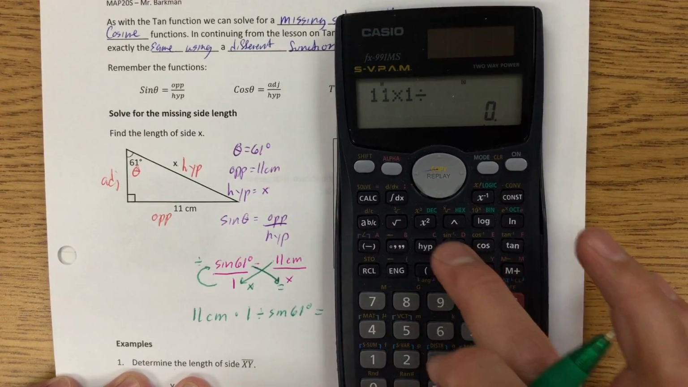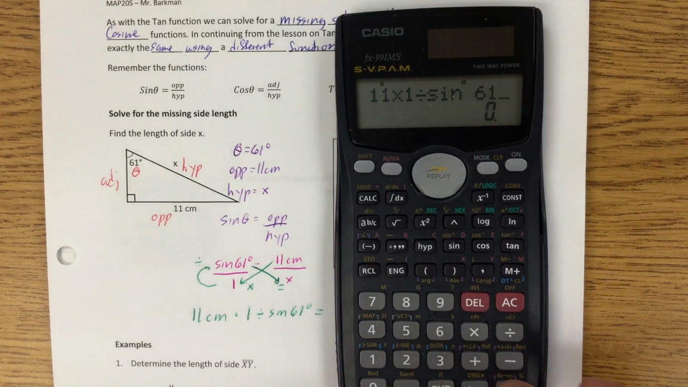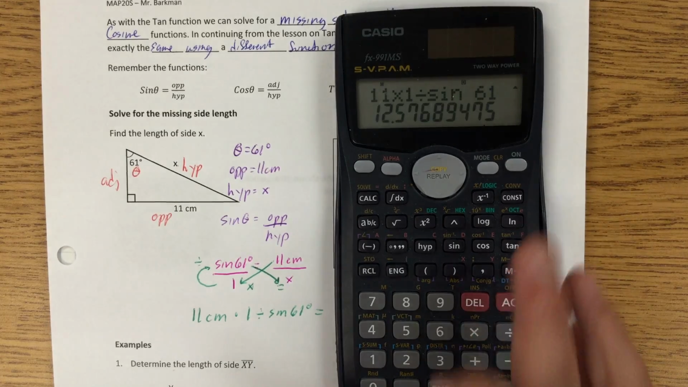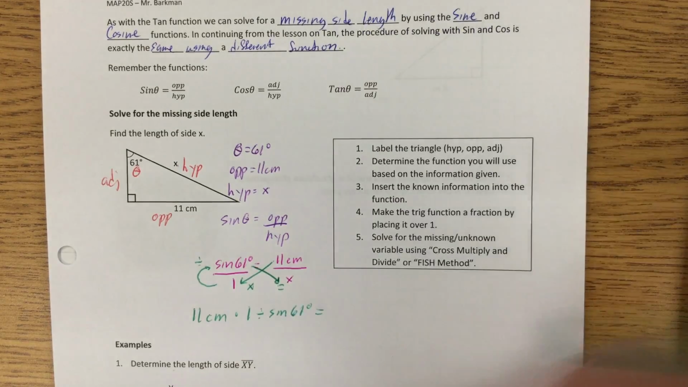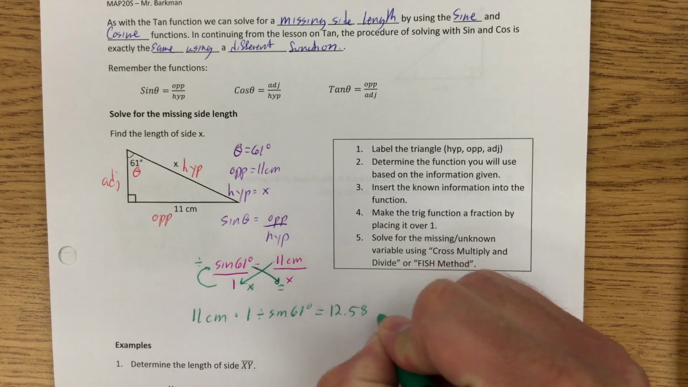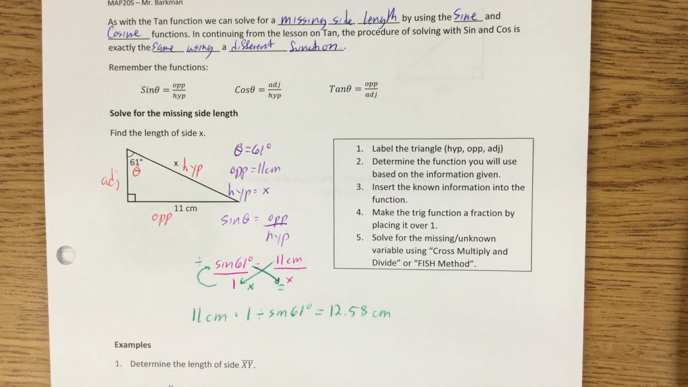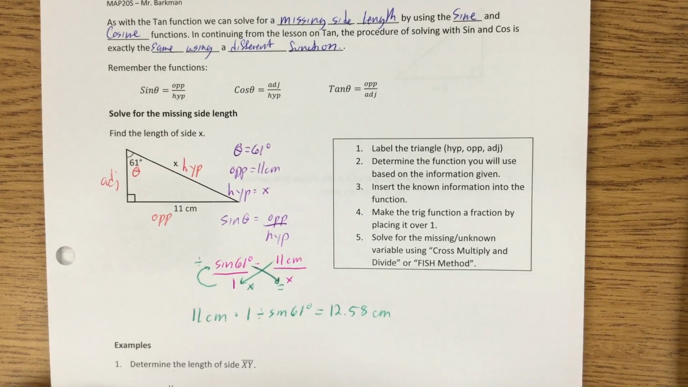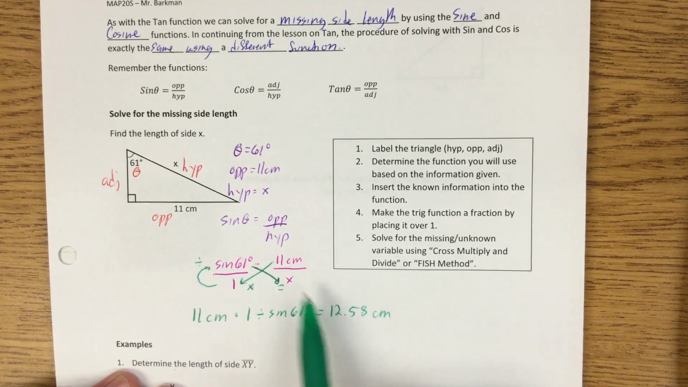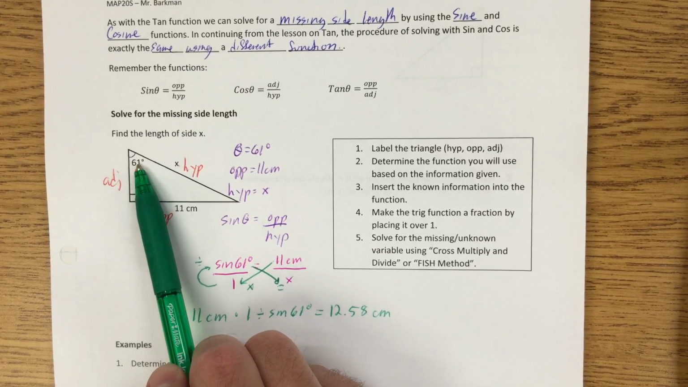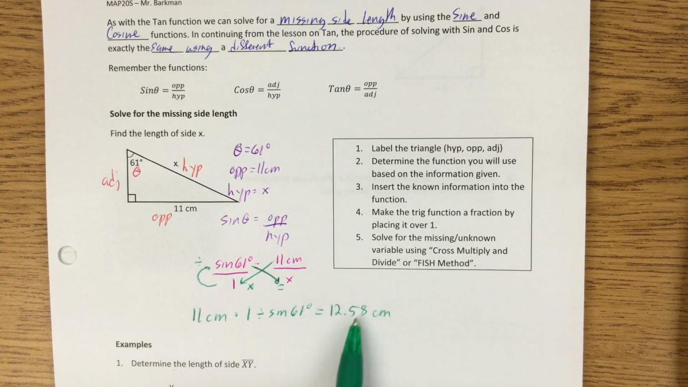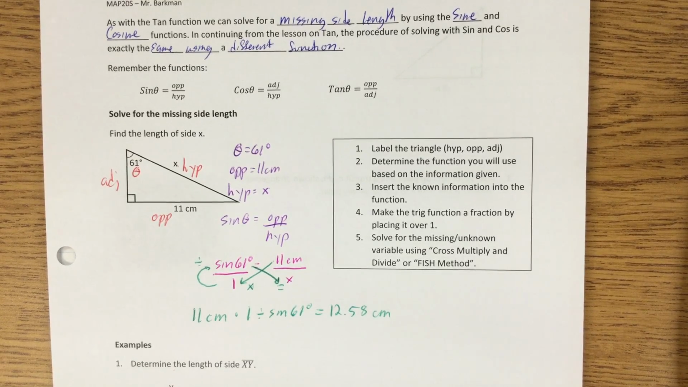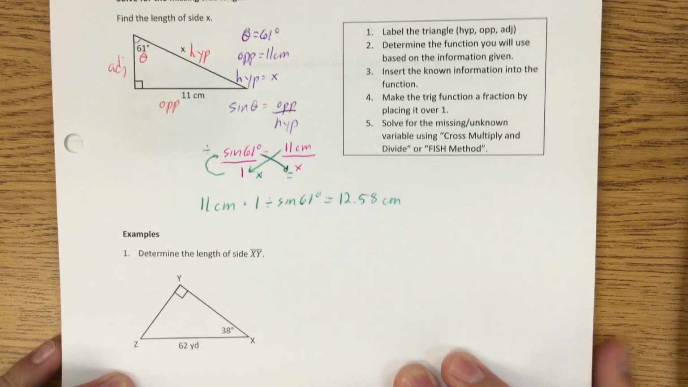11 times 1 divided by sine of 61. Now again, we're using sine because that's the function we're using. That's the ratio that we're using as a comparison tool. And we get 12.58 as our final answer. Now again, I'm going to be asking you to put everything into two decimal places with length. With angles, I'm okay with just a regular angle. That's pretty good by itself. With a side length, we want to make sure we put it into two decimal places for these questions here.